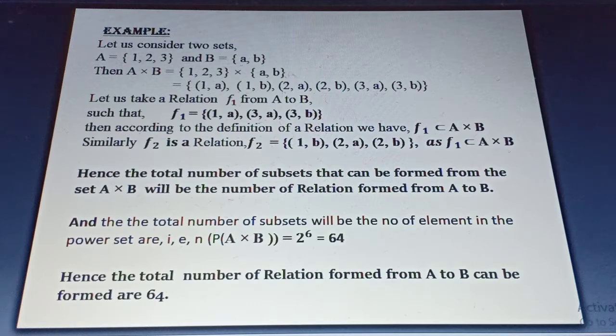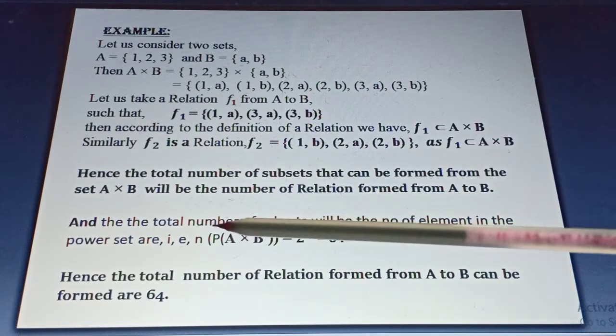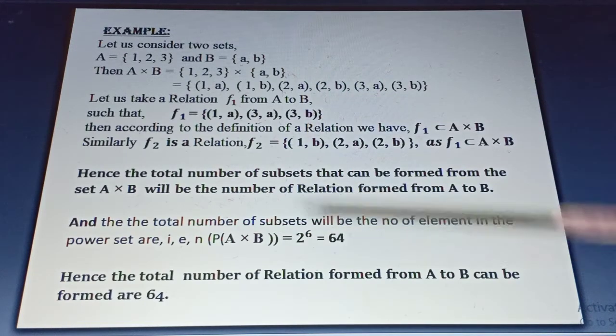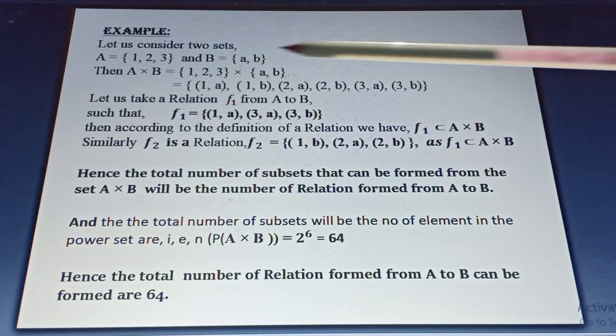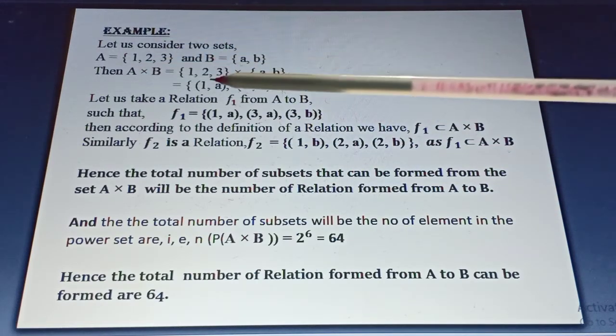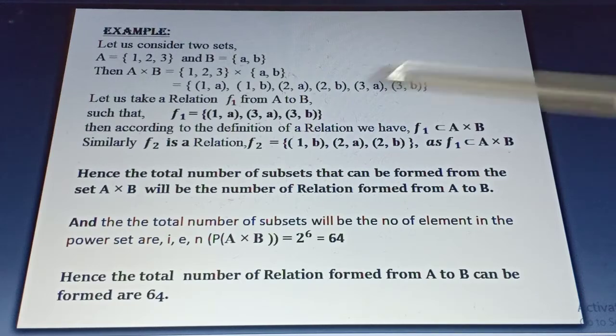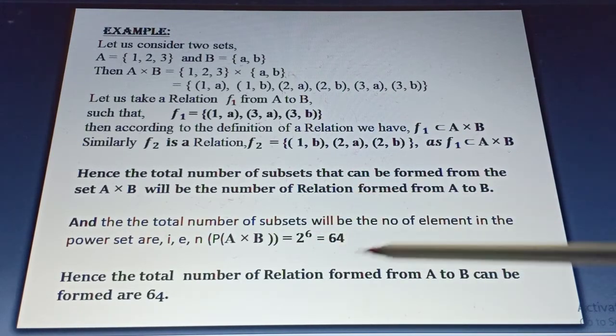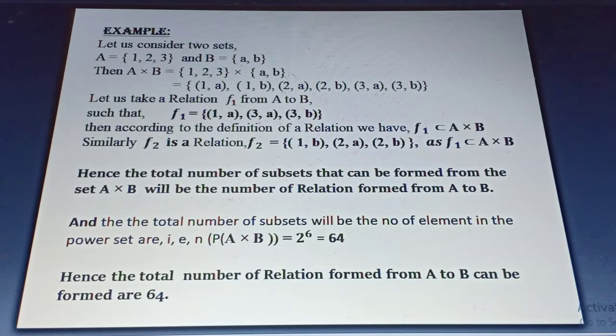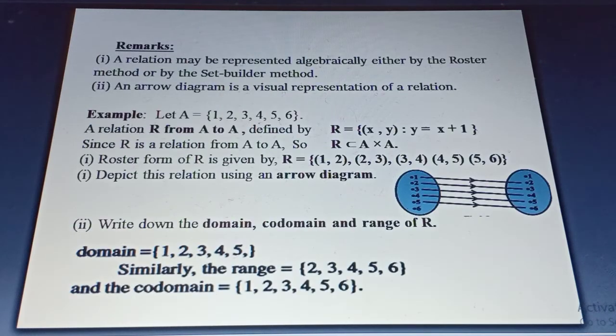And we know that the number of subsets in a power set will be 2 to the power n, where n is the number of elements. So here the number of elements in A cross B is 1, 2, 3, 4, 5, 6. 2 to the power 6 is 64. So 64 such relations are possible from A to B. I hope all of you understood this concept.